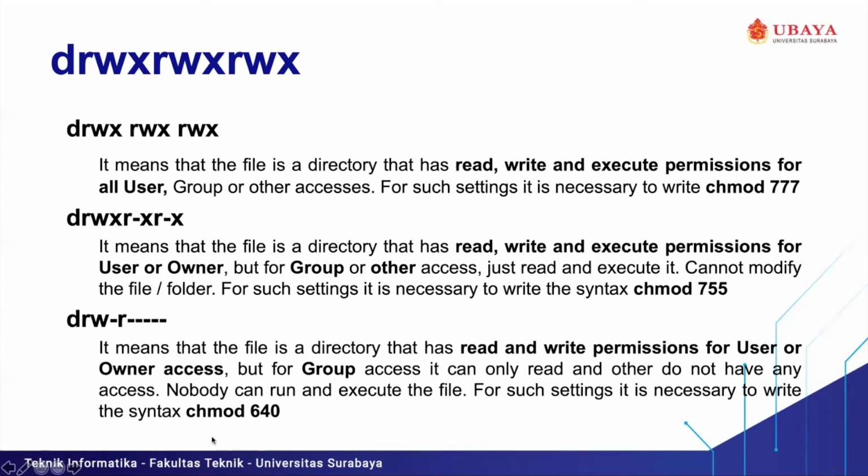And another example, drw-r-----, means that the file is a directory that has read and write permissions for user or owner access, but for group access it can only read, and others do not have any access. Nobody can run and execute the file. For such settings, it's necessary to write the syntax 640. So we should type 777, 755, or 640. We will talk about it after this.